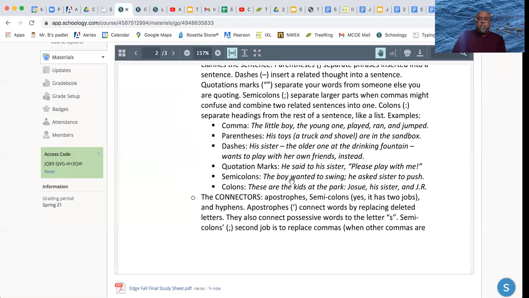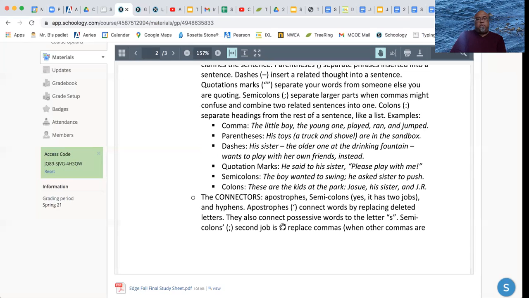Semicolon: the boy wanted to swing; he asked his sister to push. Colons: these are the kids at the park: Josue, his sister, and JR. So you can see how each of these work in the example sentences.